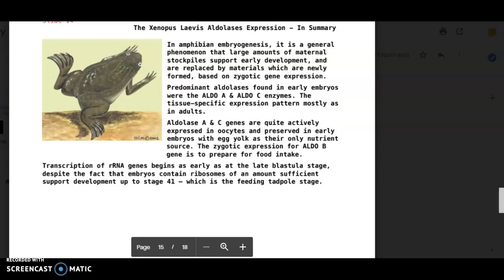We confirmed that the tissue-specific expression patterns in embryos were mostly as in adults. Finally, one may ask why the aldolase B gene, which is needed for metabolism of dietary fructose, is expressed so early, at the gastrula stage during embryogenesis. In embryos, however, such a precocious activation also occurs in other genes. For instance, the transcription of the ribosomal RNA genes begins as early as the late blastula stage, despite the fact that the embryos contain ribosomes in an amount sufficient to support development up to stage 41, which is the feeding tadpole stage.